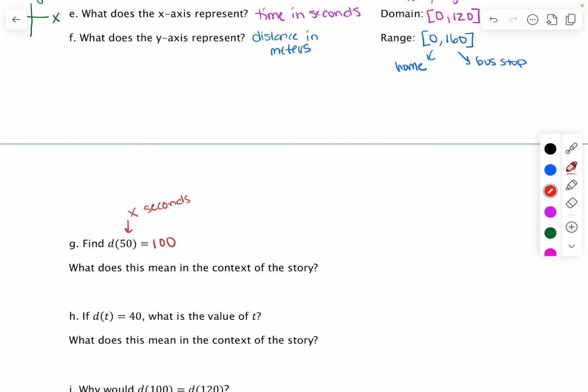What does this mean in the context of the story? Well, I'm even going to add that this is your y. Well, actually, it's going to be your distance, which is still your y. So that represents your distance. So what does this mean in the context of the story? It's saying that after 50 seconds, he has moved 100 meters. This is what I want you to be able to do. I want you to be able to look at a graph, look at function notation, and make that connection that means something in the story.